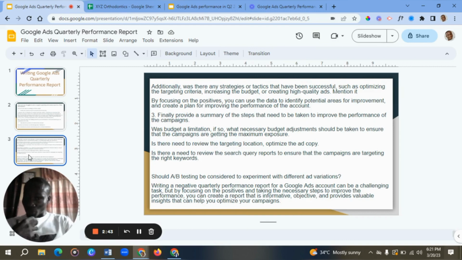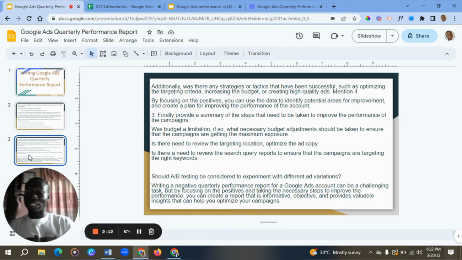Finally, you want to provide a summary and steps that need to be taken to improve the campaigns. So if you found that budget was a limitation, you mention to the client that budget was a limitation, and let's make some budget adjustments to ensure that your campaigns are getting maximum exposure and you're not losing out on valuable conversions you should get. Secondly, is there a need to optimize or review the ad copy? The ad copies may be an issue. Maybe you don't have effective calls to action and stuff like that.